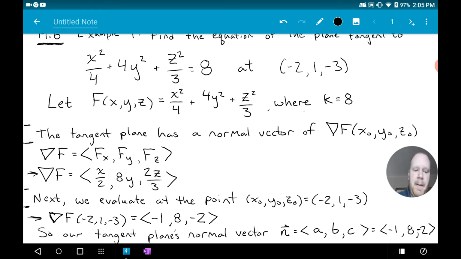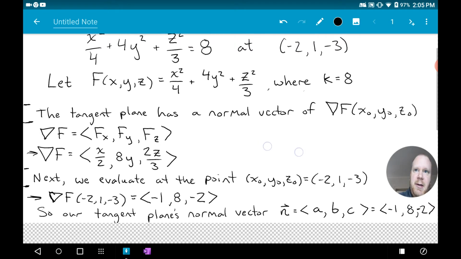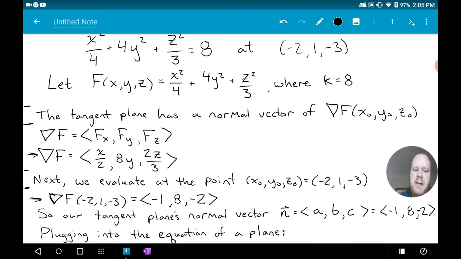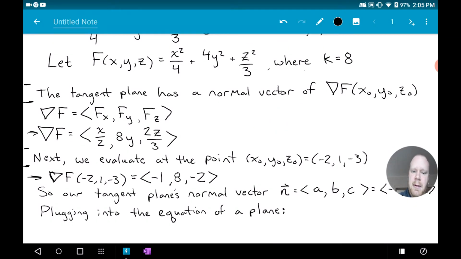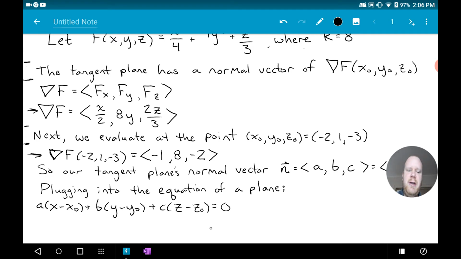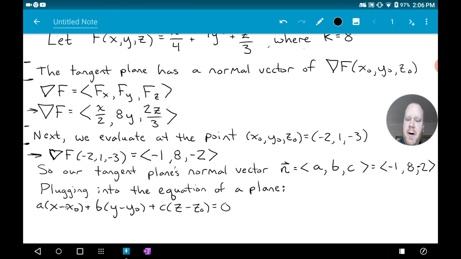Okay. Continuing with the problem, we want to figure out the equation of the tangent plane. So if we plug this into the equation of a plane, that looks like this: a times x minus x naught plus b times y minus y naught plus c times z minus z naught is equal to 0. That's just our general equation of a plane.